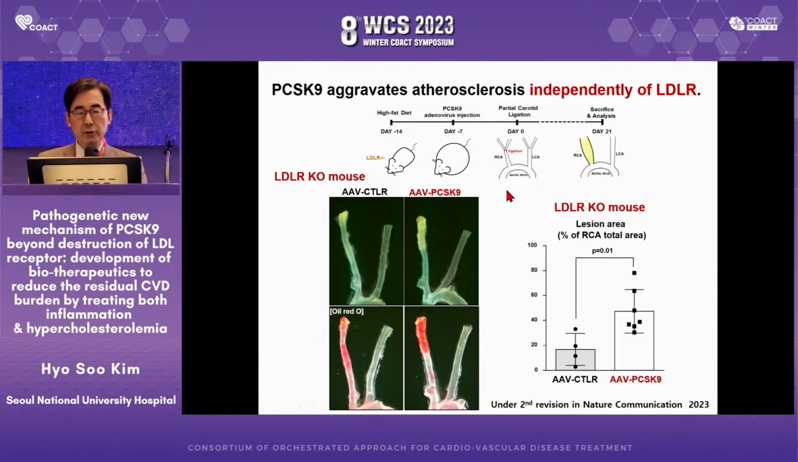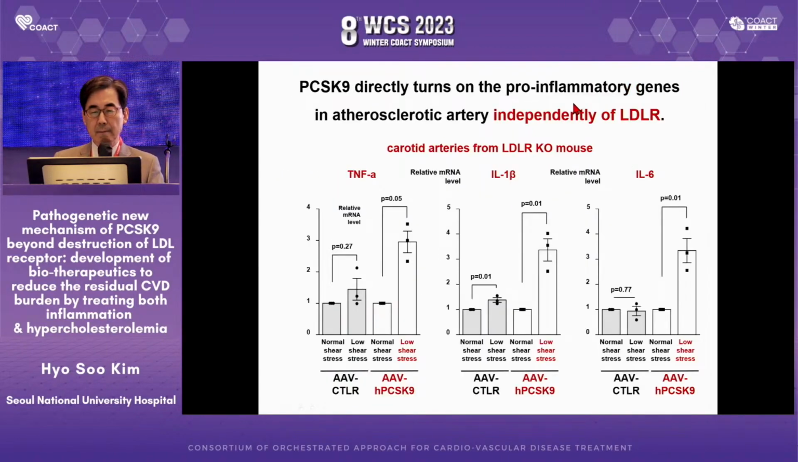We also introduced AAV PCSK9 gene to LDL receptor knockout mice. Here, we can induce atherosclerosis independently of the LDL receptor. When we harvest the carotid artery and check the cytokines, a huge amount of interleukin-1, 6, and TNF-alpha is induced by PCSK9, even in the absence of the LDL receptor.